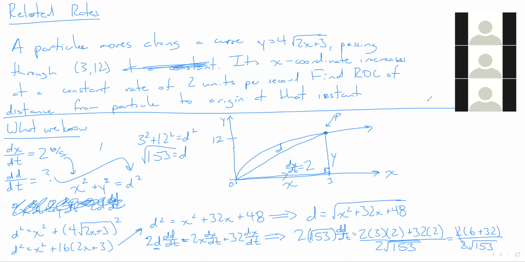So dD/dt would essentially be 6 plus 32 over root 153. Comes out to be a little bit more than 3. 3.072. Thank you.